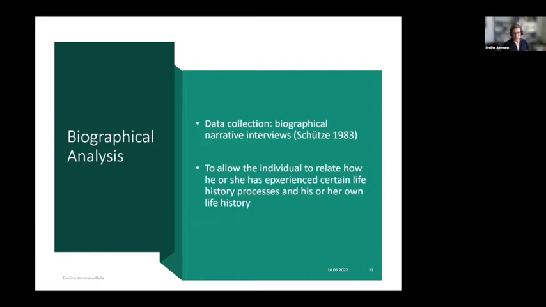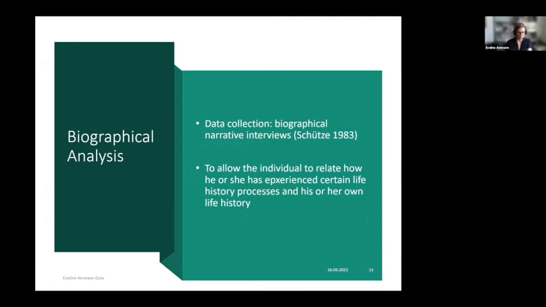The data collection is often used, especially in the German approach I'm using, from Schütze from 1983. And this is very interesting because you do not have a real question. Often my students in my classes are asking, what kind of questions can I ask?